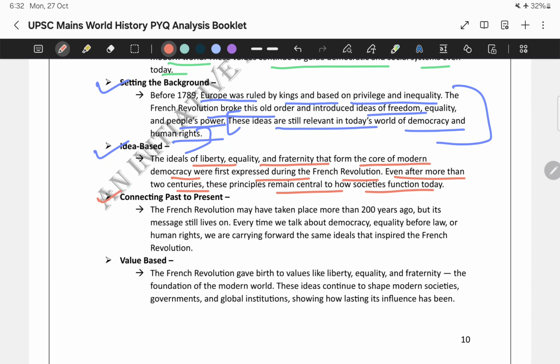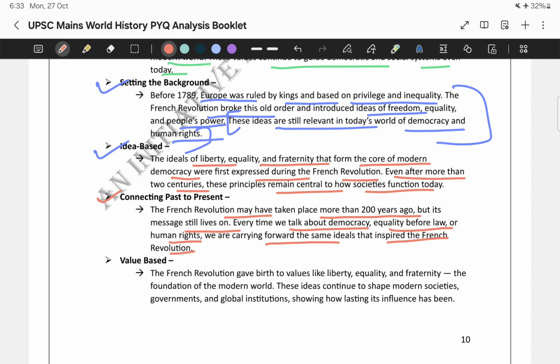Now another way of introducing your answer is connecting the past to the present, because ultimately in your answer you need to show that only. So how can you introduce it? The French Revolution may have taken place more than 200 years ago, but its message still lives on. Every time we talk about democracy, equality before law, or human rights, we are carrying forward the same ideals that inspired the French Revolution. So, this is another way of introducing your answer.